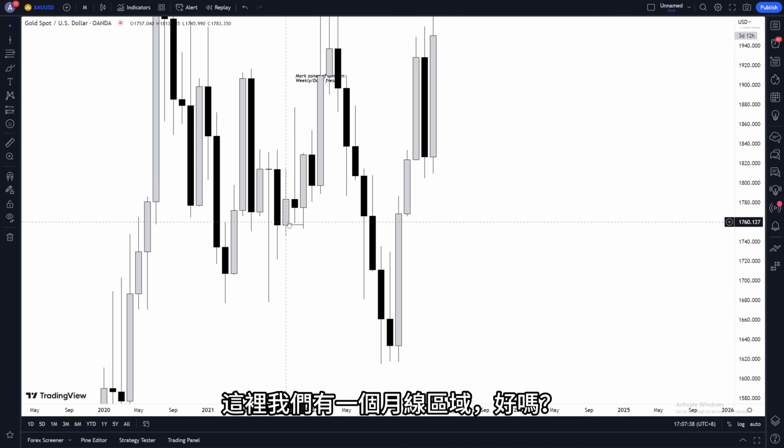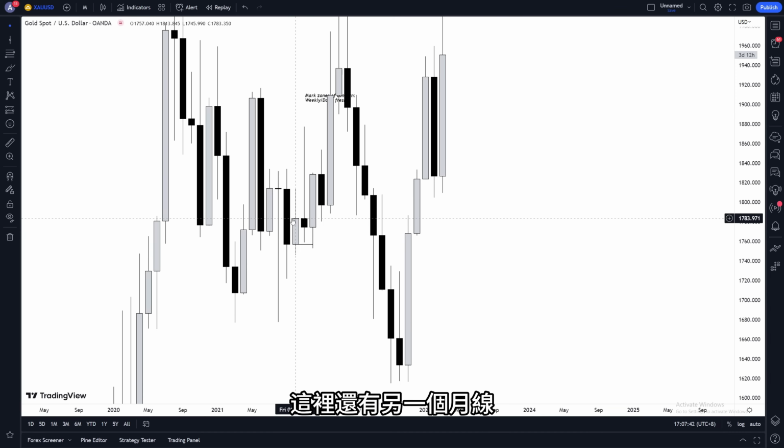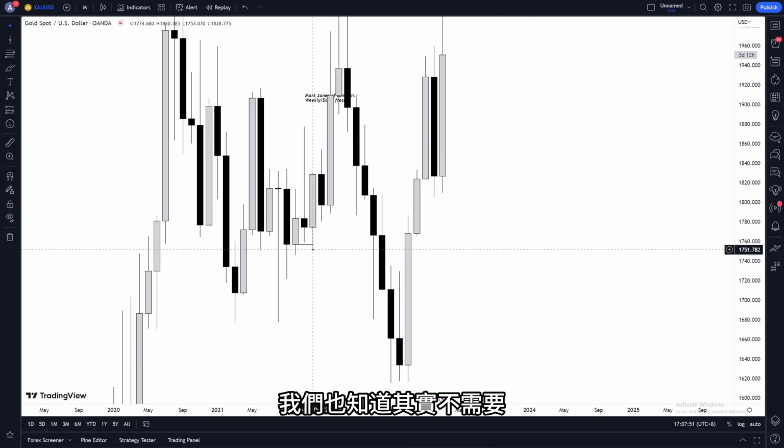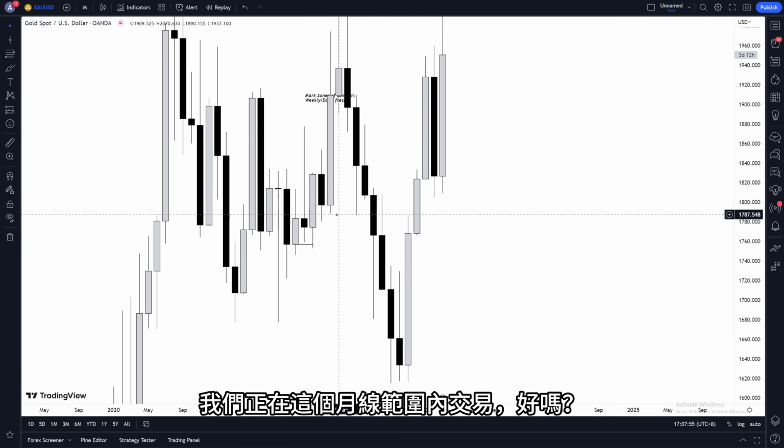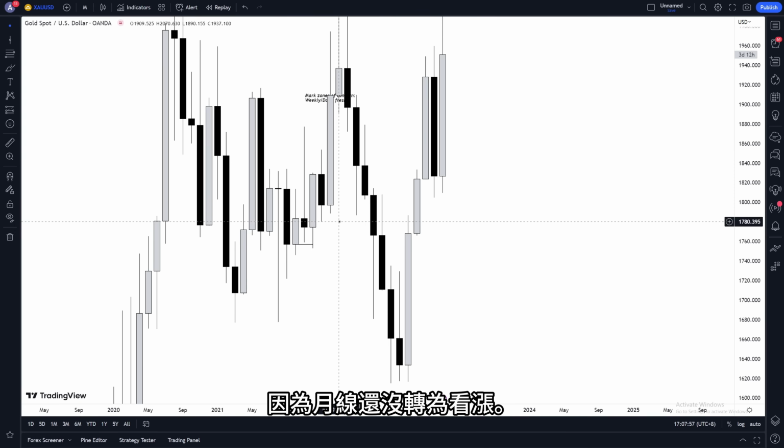So we have ourselves a monthly in here. Okay, we have ourselves another monthly in here, buy sell candle, right? And we know it's too big of a zone, right? It's so much that's happening in this wick. And we also know we don't really need to concern ourselves too much with the monthly, but we'd be aware that we're trading inside this monthly right here, okay? Because it hasn't turned monthly bullish yet.